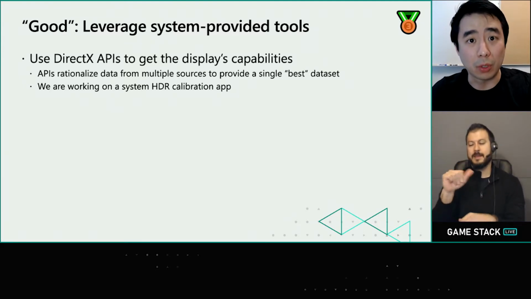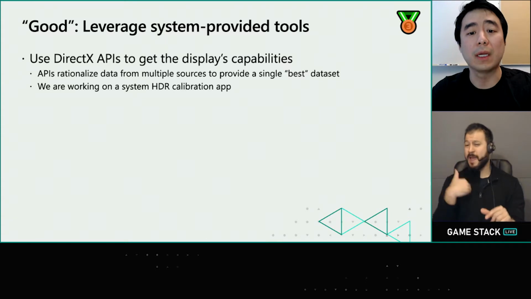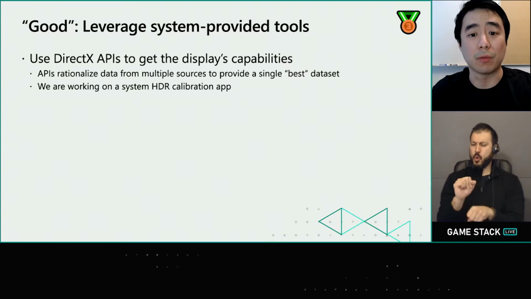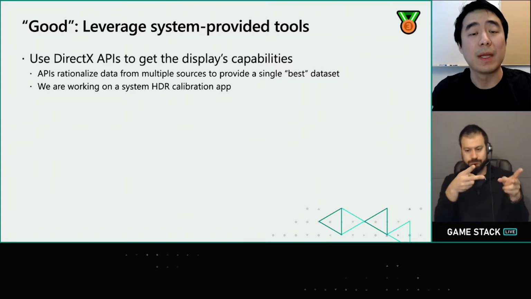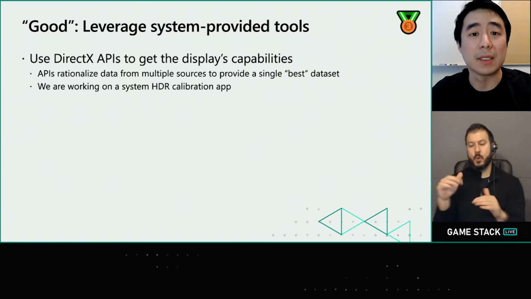For those displays that don't come with accurate data, we are working on a system calibration app that the user can run, and the data is then exposed by the same system APIs. This app has already shipped on Xbox and is coming to Windows.